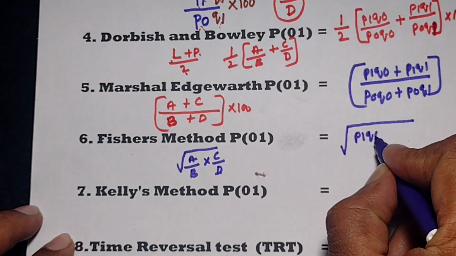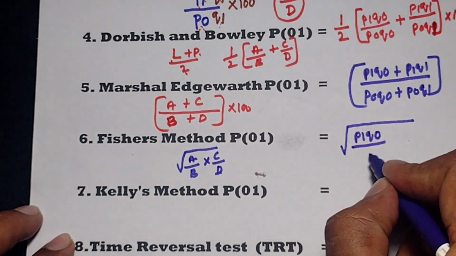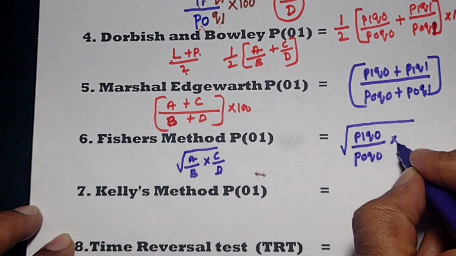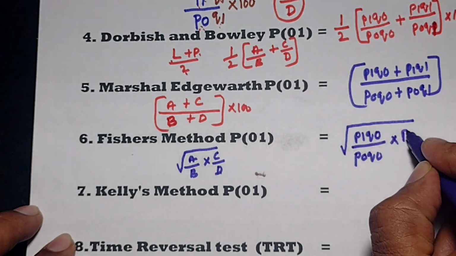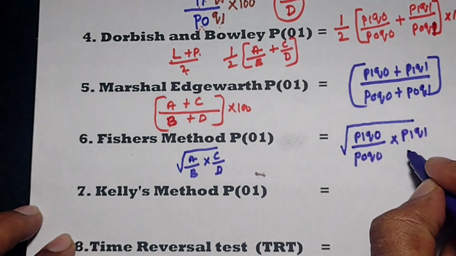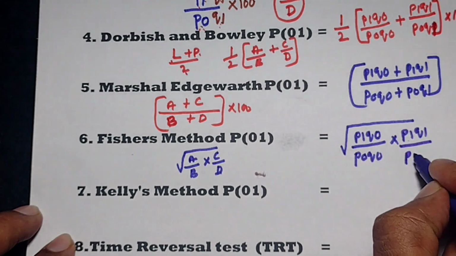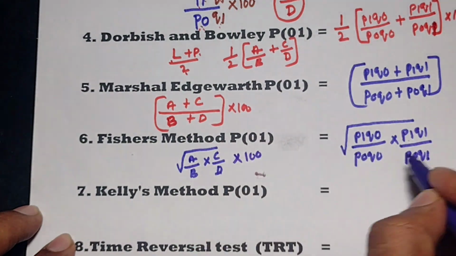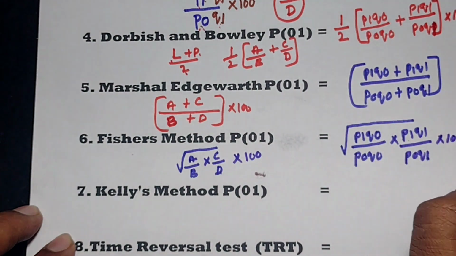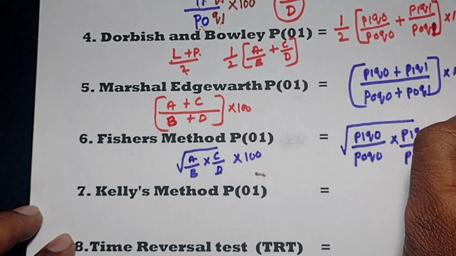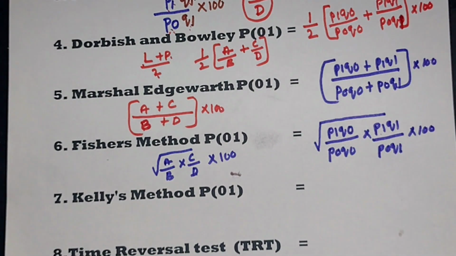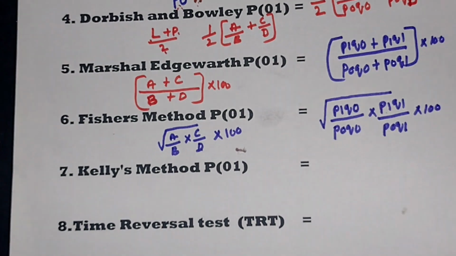P1 Q0 divided by P0 Q0, multiplied by P1 Q1 divided by P0 Q1, and it has to be multiplied by 100. Why are we always multiplying this by 100? Because we will come to know the percentage of change in the price.